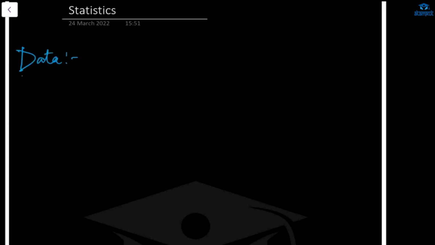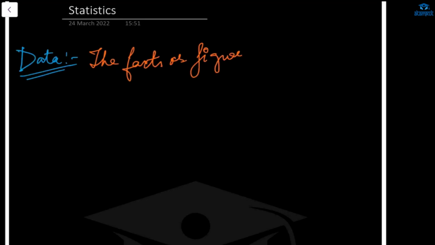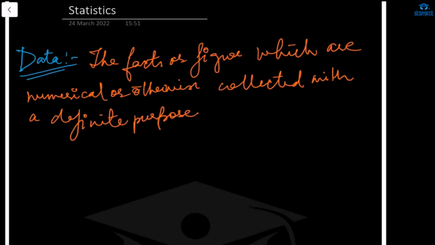Okay, data. Data is the facts or figures, information, or observations. There are many things where we collect data. As a definition, data means the facts or figures, numerical or otherwise, collected with a definite purpose. For example, a data in your school. In your class, we have collected the data of the students and their marks in an exam, the half yearly exams. The teacher has the data of the student marks.